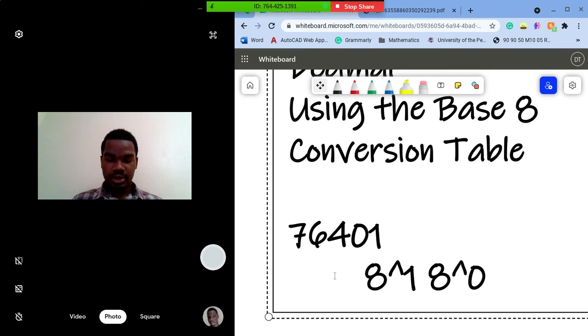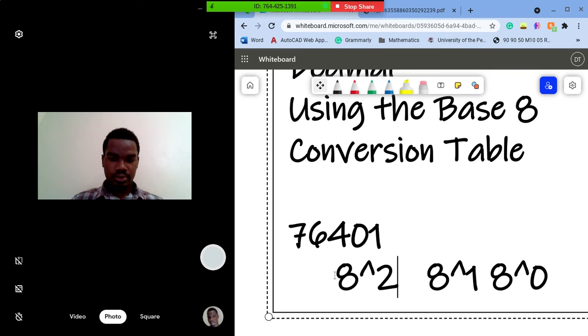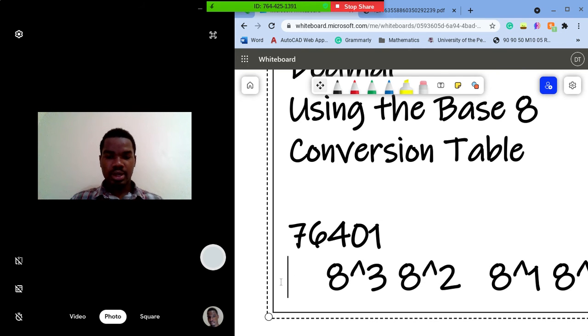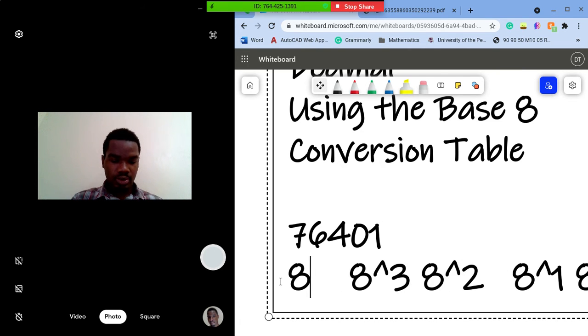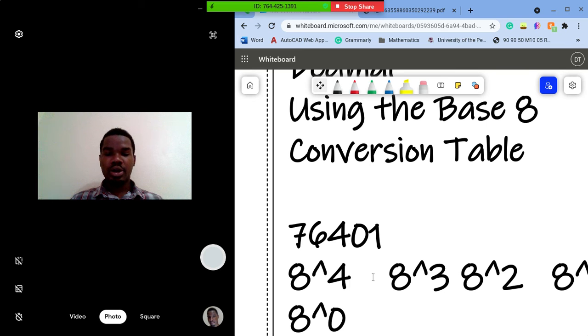Then you have 8 to the 2. Then you have 8 to the 3. And then you have 8 to the 4. And what you're going to do, you're going to pair these with each value. So starting from 8 to the 0 should not be paired with the 1 since that's the first number.